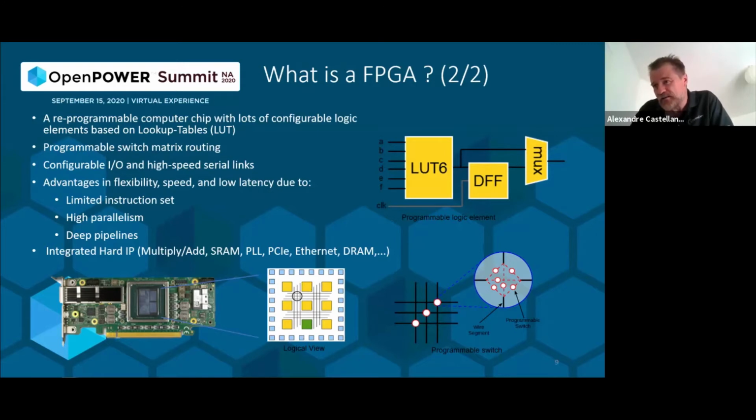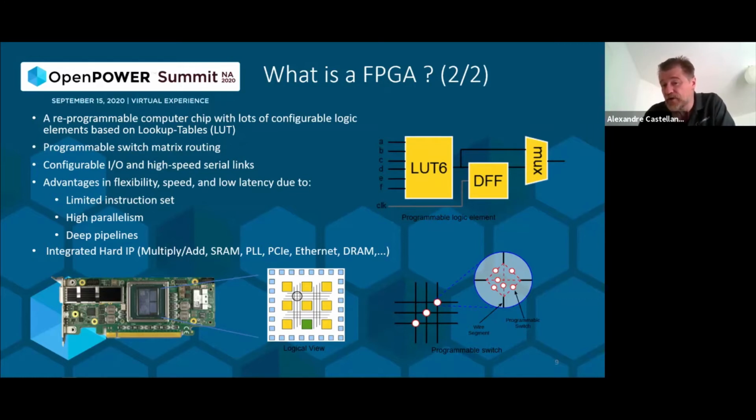The FPGA is made of, as we said, logic that can be reprogrammed, so it's up to you to prepare the programming. It offers you configurable IOs and high-speed serial links, which we use in the OpenCAPI technology. It has advantages in terms of flexibility. Once you have bought a board containing an FPGA, you can reprogram it almost forever, maybe not forever, but for thousands of times. It offers you high capability in terms of parallelism.